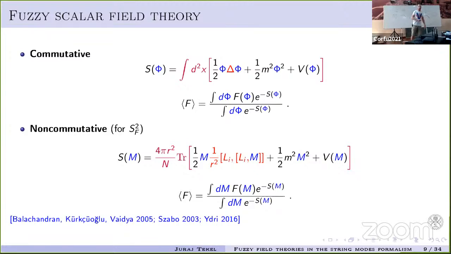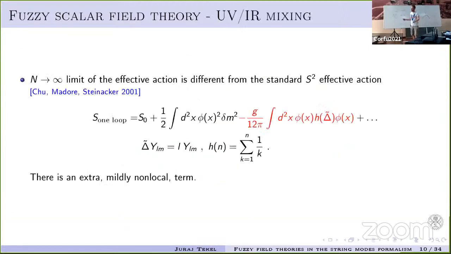These are some very nice overviews of that. And for what I want to say, the most important result is the UV/IR mixing, which there's a lot to say about. But at the very end, what happens is that when you write the one loop effective action for the theory, you take the large n, i.e. the commutative limit.